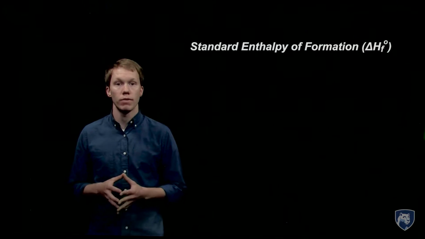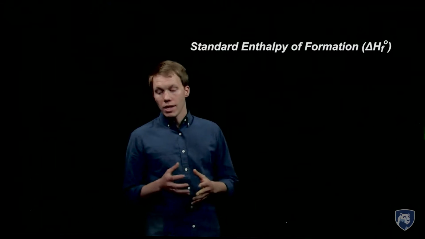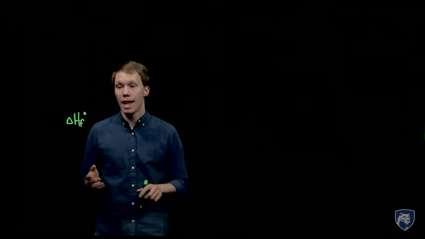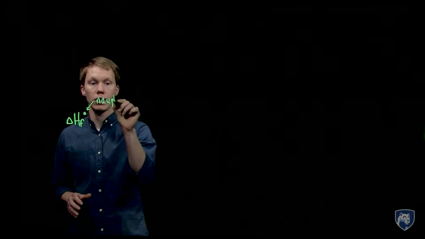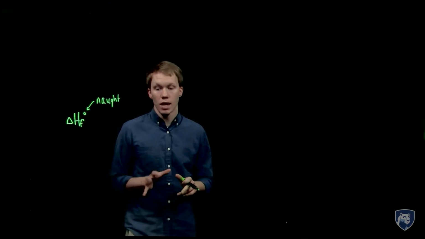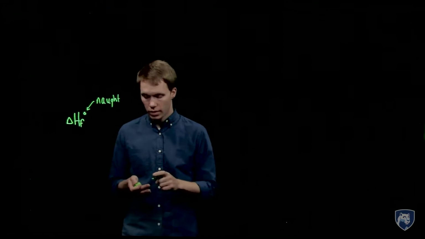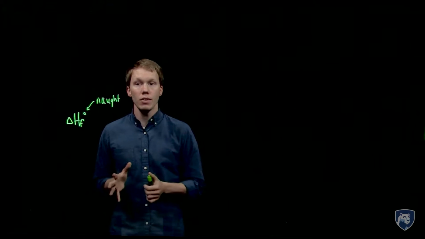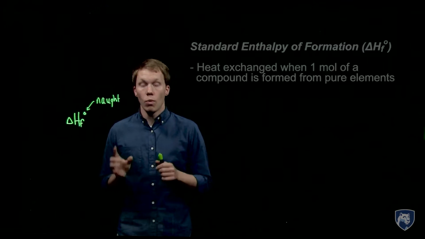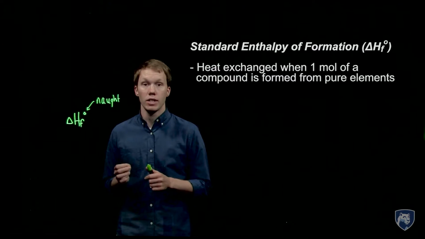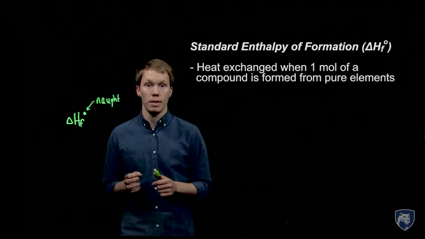Another way we can use to approximate the delta H of a reaction is to use what's called standard enthalpy of formation. And delta HF, as it's commonly known, will be written like this. So we know delta H formation, and this naught symbol tells me that this is under standard conditions. So what is delta HF? Delta HF is the heat given off or absorbed when 1 mole of a compound is formed from pure elements.